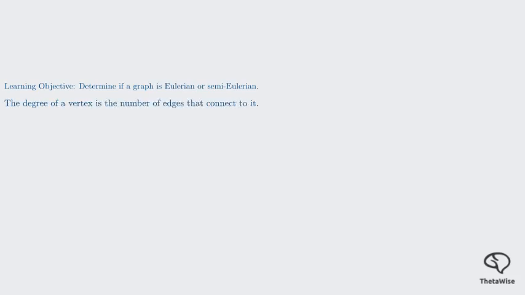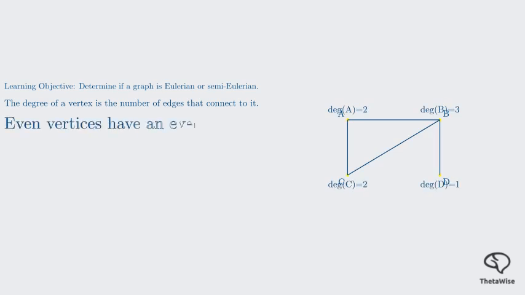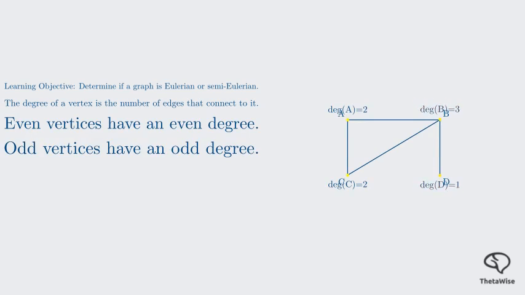Before we define these, we need to understand the concept of a vertex's degree. The degree of a vertex is simply the number of edges that connect to it. In this graph, vertex A has a degree of 2 because 2 edges connect to it. Vertex B has a degree of 3. We call vertices with an even degree even vertices, and those with an odd degree odd vertices.